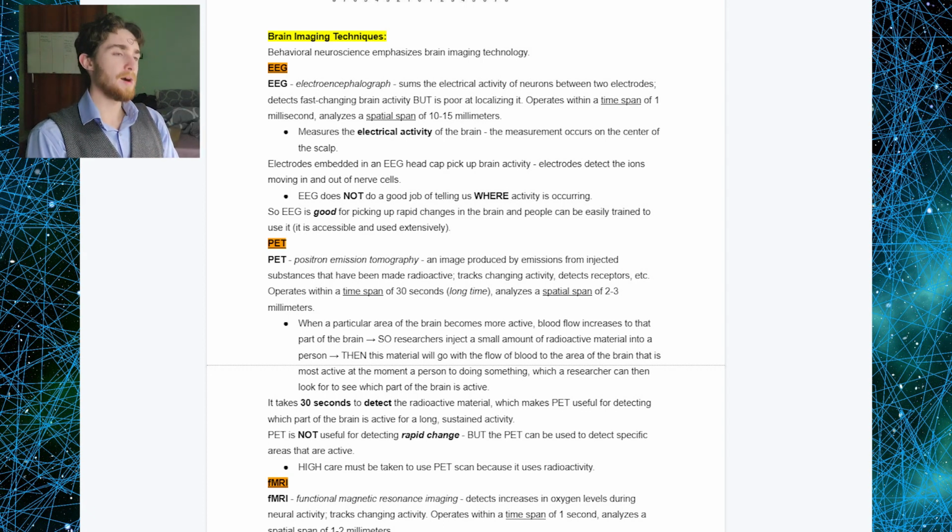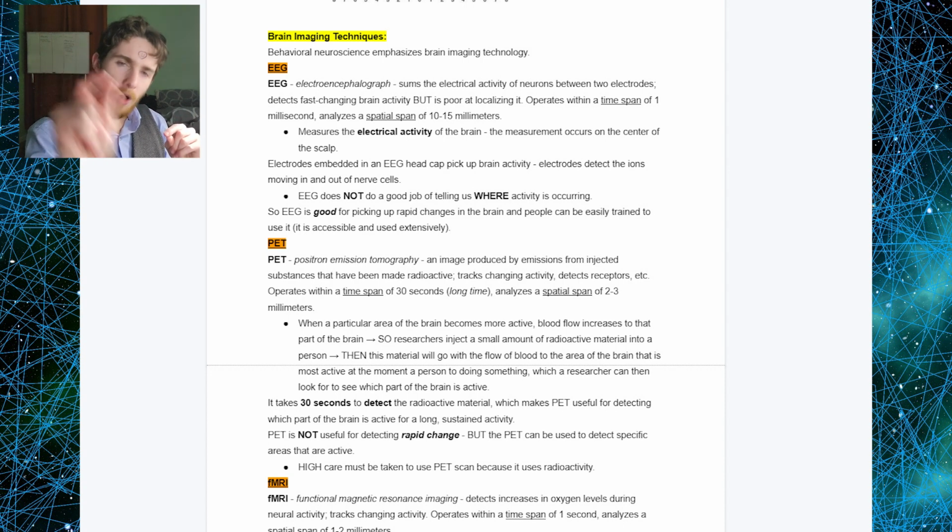So, with all that in mind, PET is not useful for detecting rapid change, but PET can be used to detect specific areas that are active, because remember, very specific areas. We're talking 2 to 3 millimeters.